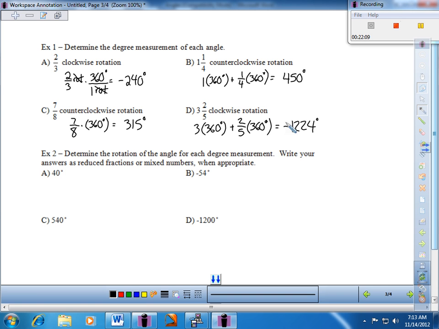Okay, good. Let's maybe just reverse course a little bit here, and I'll kind of leave this to your discretion. It says, determine the rotation of the angle for each degree measurement. Write your answers as reduced fractions or mixed numbers when appropriate. Okay, so I'm going to have to reduce some fractions here. We're going to go over part A, and then we can kind of work through some of these.